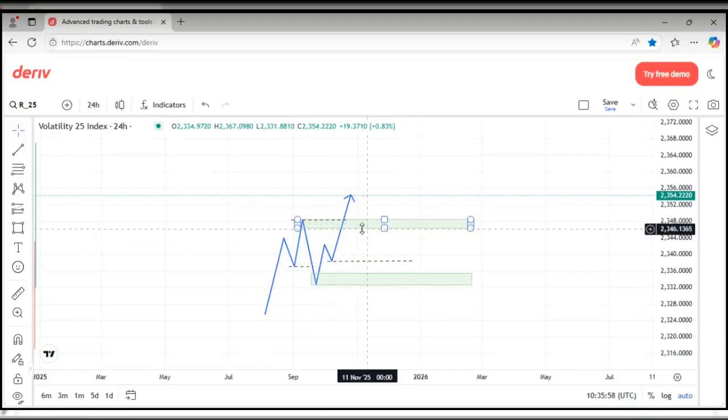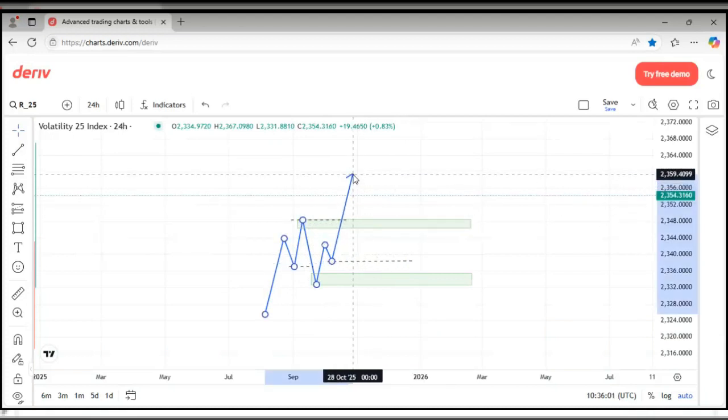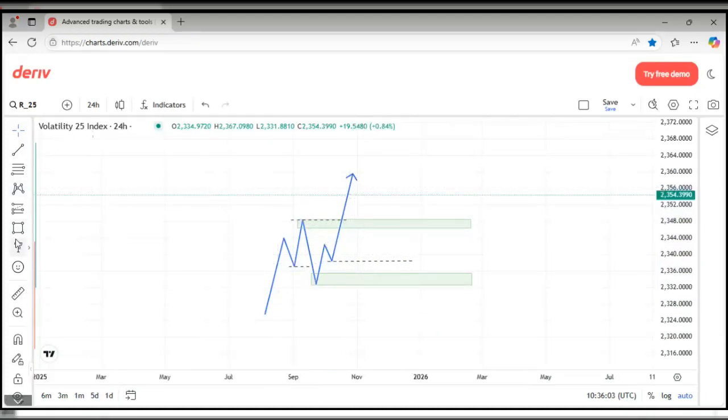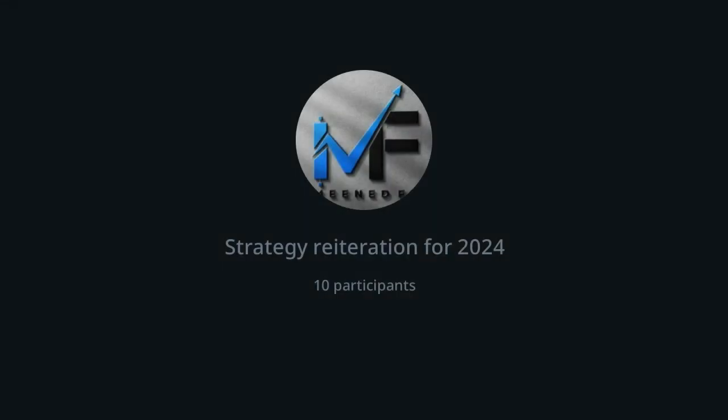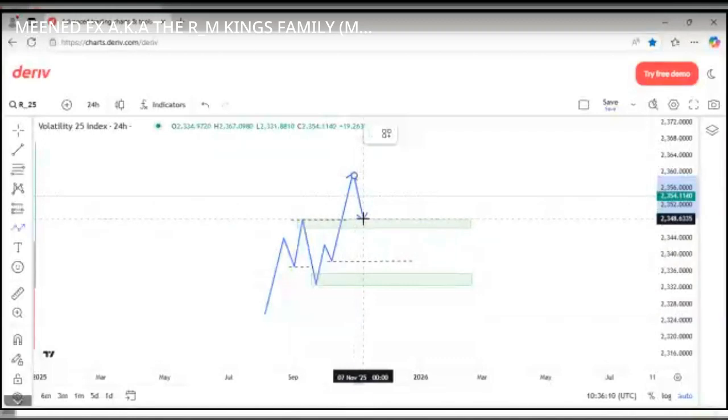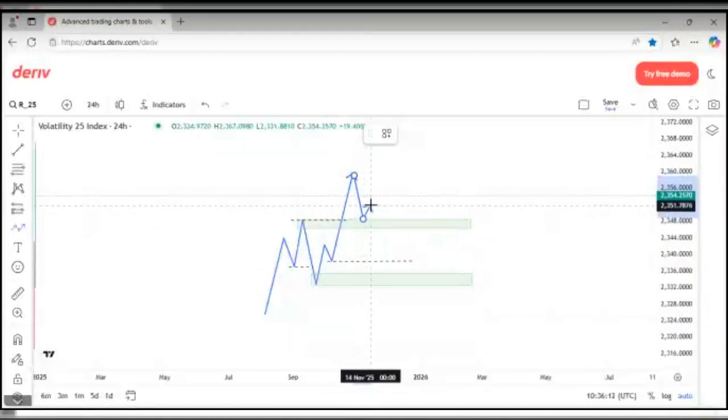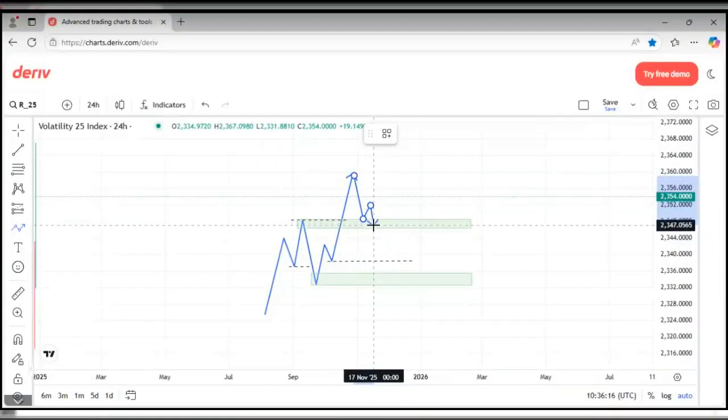What did I want to see? I want to see a return back to any of those two and confirmation on lower time frame. Just as simple as that. So if price comes back here, then I go on lower time frame. I want to see something like this. Basically, a change of character.